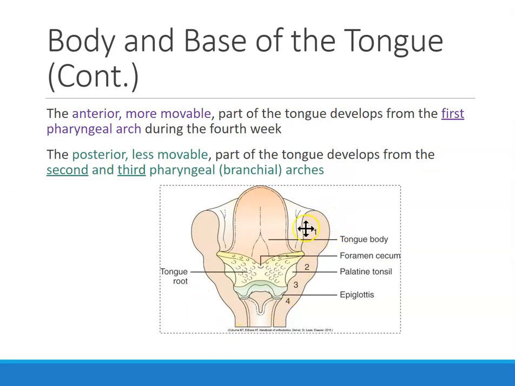This is the embryo, and these are the pharyngeal arches that we looked at before. Just so we know, the first arch makes the front of the tongue, the anterior, which is more movable, the part that we can move. The second and third arches make the back of your tongue, the posterior, which is less movable.